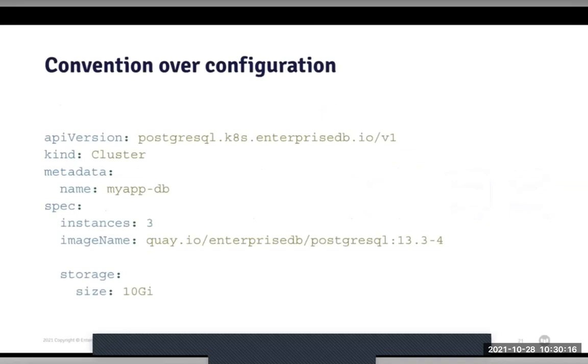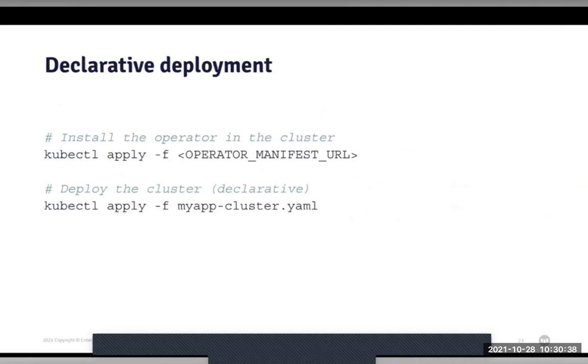And this is very easy. So this might look similar to your application deployments, right? So the cluster name is myAppDB, instances 3, our container image, and 10 GB for the PG data. So this is a very simple configuration, but this would give you a high availability cluster. That's all that would be required. And then kubectl apply is the way in Kubernetes to apply changes to the cluster state.